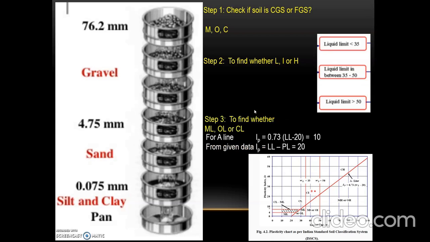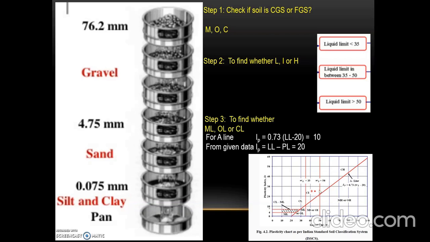We will assume that the soil has low compressibility. So, that means we need to know whether the soil is ML, whether it is OL, or whether it is CL, which we can see here from the figure.